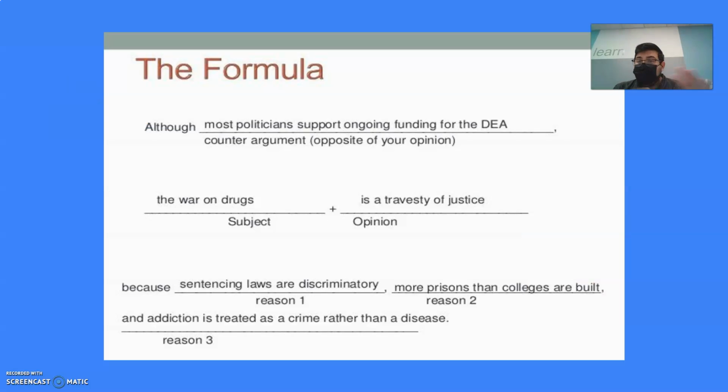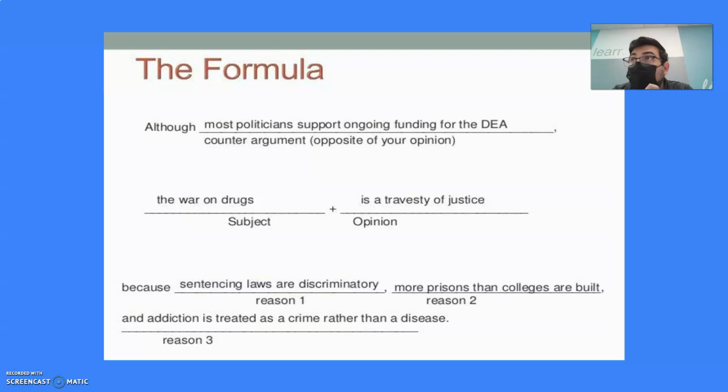So here's a little bit more detailed formula. The writer is talking about the war on drugs. And so saying, although the counter argument would be most politicians, so they're talking about the war on drugs being a travesty of justice. You have to find a counter argument. The counter argument just means opposite of your argument.